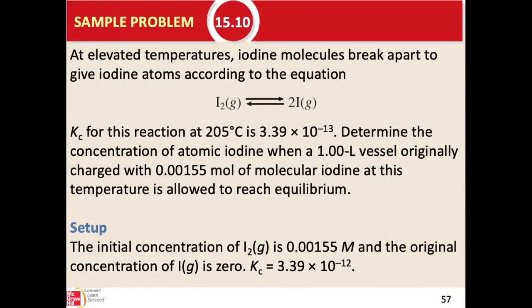So they gave us the moles of molecular iodine, and they gave us the volume. So moles over the volume, we can find the concentration. This is the initial concentration, 0.00155. Why? Because that many moles were divided by 1. And initially, the atomic iodine is not present, it is 0. And the Kc is given to us. I do believe it's a typo. Either minus 13 or minus 12 is a typo. Let's not pay attention to that.